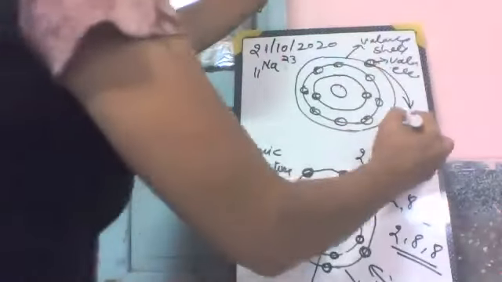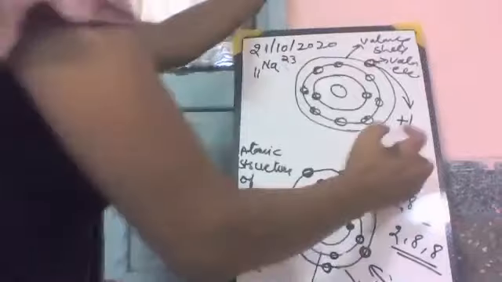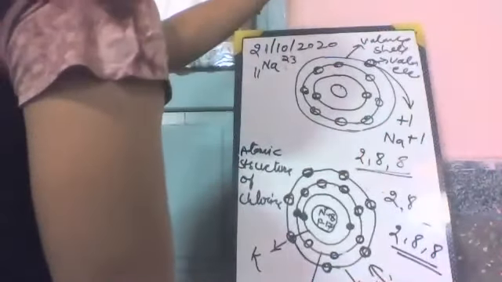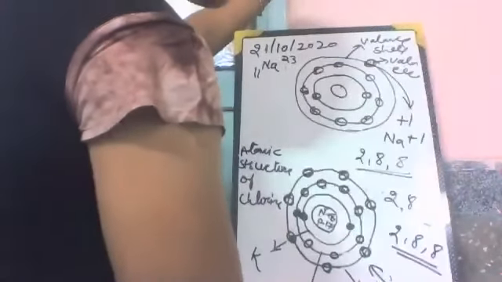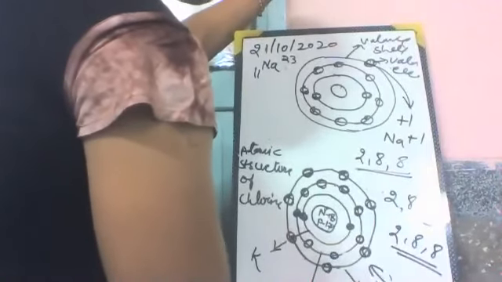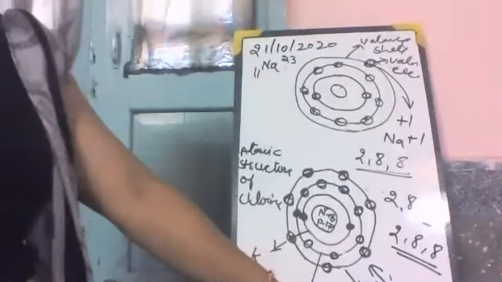On losing this 1 electron, it changes into sodium +1, and chlorine takes 1 electron, so it changes into chlorine -1. The valency of sodium is 1. The valency of chlorine is 1. But by losing an electron it is +1, and by taking 1 electron it is -1.